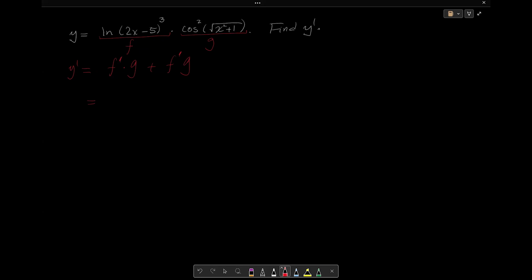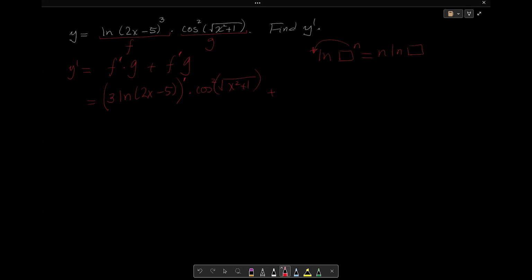The first is ln of 2x minus 5 cubed. Now remember with the ln of something to a power, you bring the power in the front. Again, this is not a derivative or anything like that. This is a property of the log. So this 3 can come to the front. Okay? So I'm going to bring that to the front as I write f prime. So here's the 3 ln of 2x minus 5 prime. That is f prime times g, cosine squared square root of x squared plus 1. Okay?